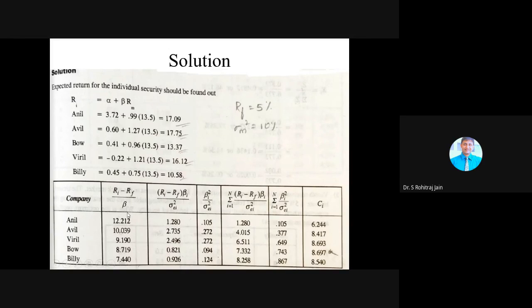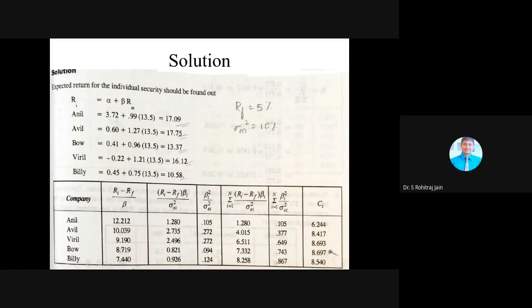I'm repeating, okay? Anil, then after that I'll solve for Avil. And see here, the order changes. The reason is it has to be arranged from highest to lowest. The stocks they have given me are Anil, Avil, Bau, Viril, and Billy. But here, it is Anil, Avil, then Viril, then Bau and Billy. The order changes. The reason is very simple. We need to first calculate Ri minus Rf divided by beta for each stock and arrange that from highest to lowest.